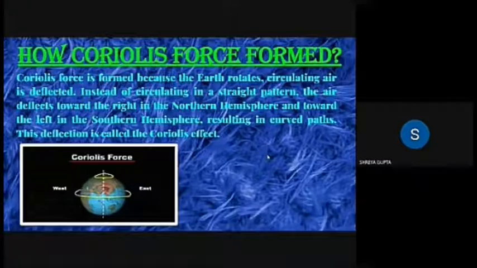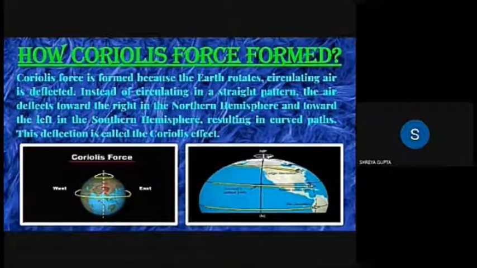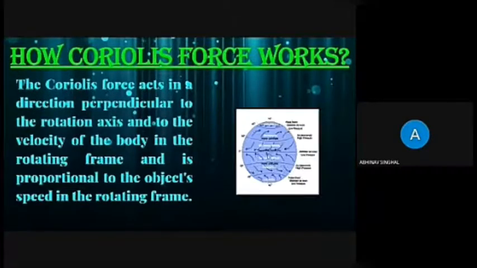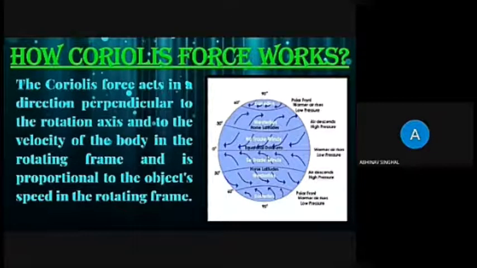How Coriolis forces are formed. Coriolis force is formed because of the rotation of Earth. Because of this, the path of air is deflected and it travels in a curved path instead of straight. How Coriolis force works. The Coriolis force acts in a direction which is perpendicular to the rotation axis of Earth. The high speed of air makes this force exist.